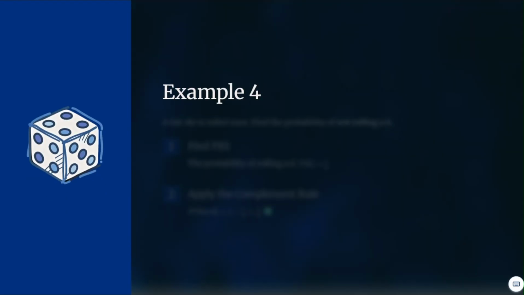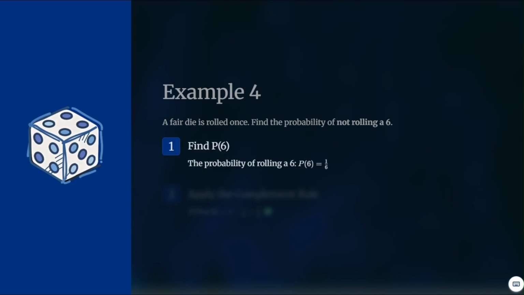For example, if a fair die is rolled once, find the probability of not rolling a 6. Well, we can find the probability of rolling a 6, which will be 1 over 6. And in order to find the probability of not rolling a 6, we can apply the complement rule. That will be equal to 1 minus 1 over 6, which is 5 over 6.